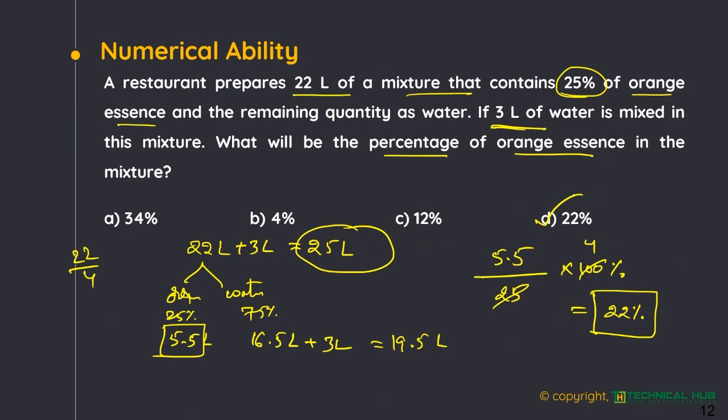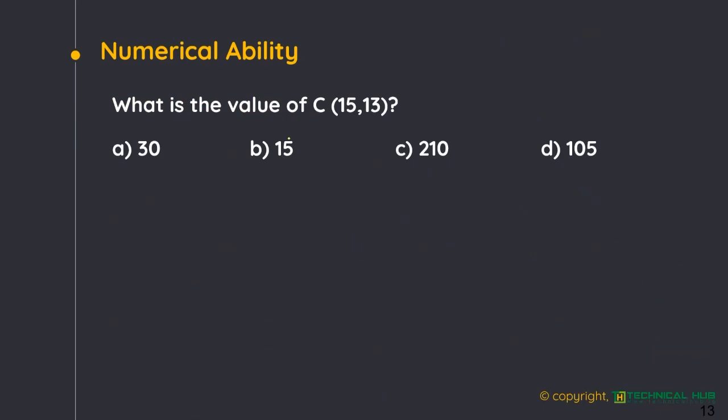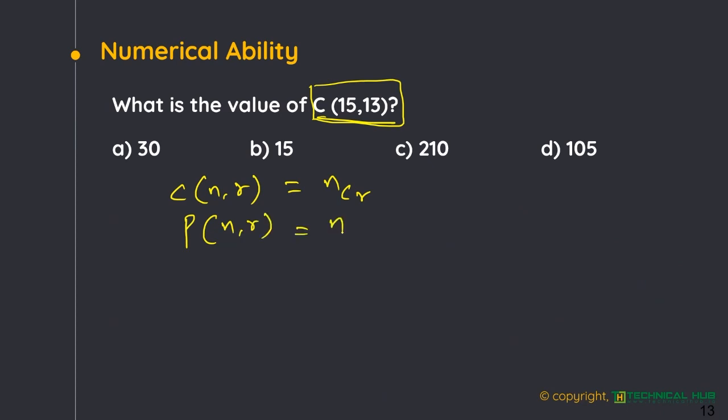Next question. What is the value of C of 15, 13? So many students don't know the representation of this particular value. Representation is nothing but C of n, r. C of n, r is equal to nCr and P of n, r is equal to nPr. Please note these two. Here, as he is asking about C of 15, 13, which indicates 15C13, and sometimes the 15C13 calculation part is difficult.